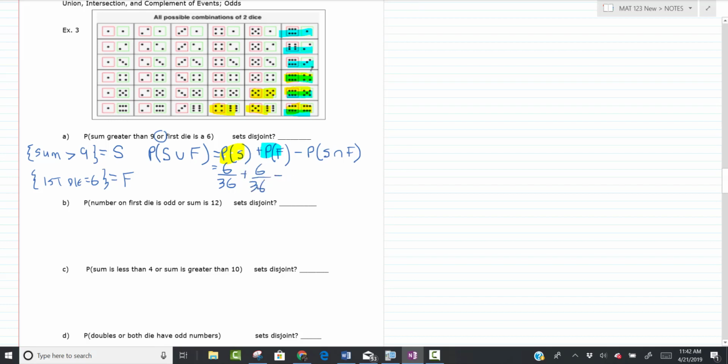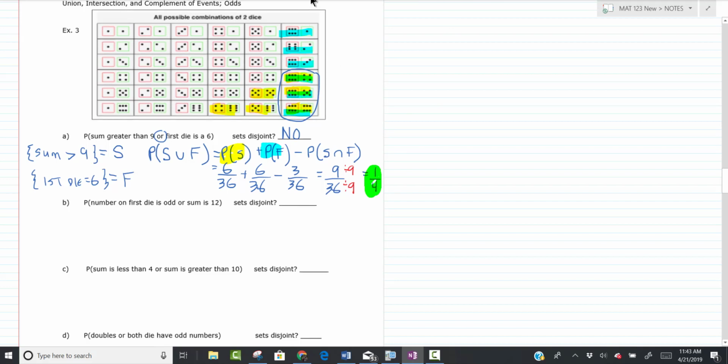Now, the intersection would be these 3 right here, so you would subtract off that intersection. Since the intersection has something in it, we're going to say that those sets are not disjoint. If they have an intersection, they're not disjoint. And then work this out. 6 plus 6 is 12. 12 minus 3 is 9. So it's a 9/36 probability. Then you can reduce that fraction by 9 to get an answer of 1/4. So that one has a 1/4 probability. All right, problem done.